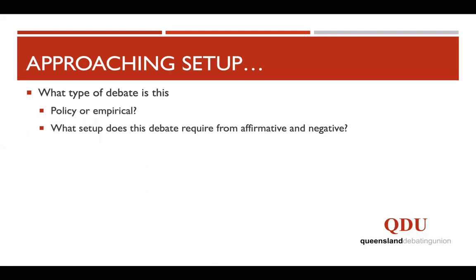A policy debate is one where we are making a change. The key word to look for within these topics is should, whereas an empirical debate is where we are trying to prove whether something is objectively true or better. No change is being made in an empirical debate. Determining this is important as each type of debate requires different types of setup from the affirmative team and the negative team. This debate is a policy debate, and this means that we require a model.